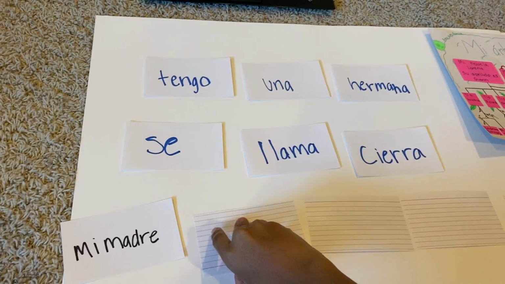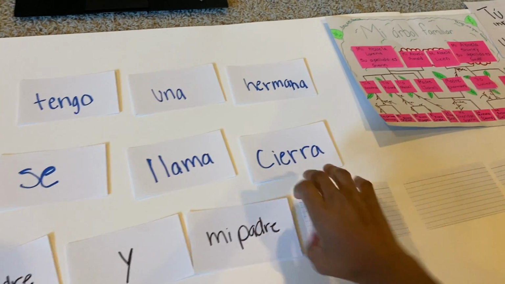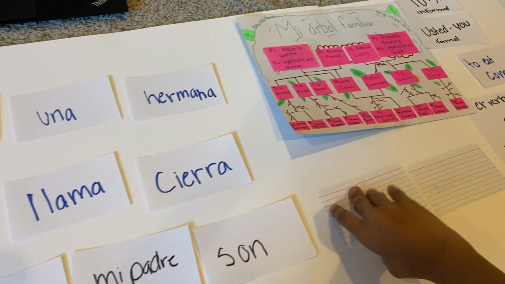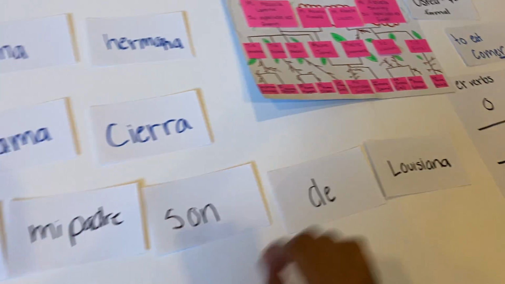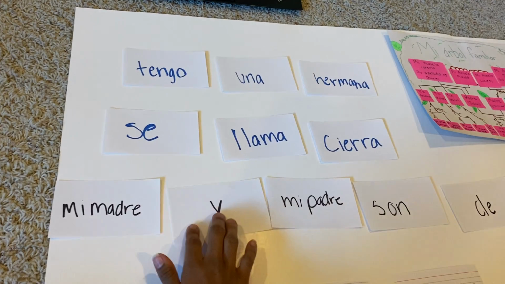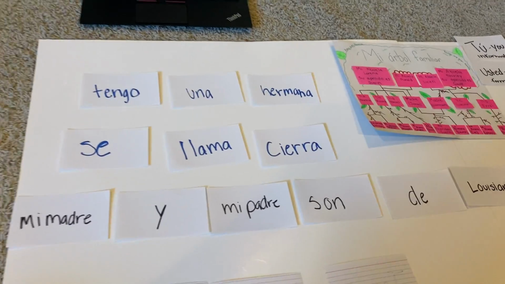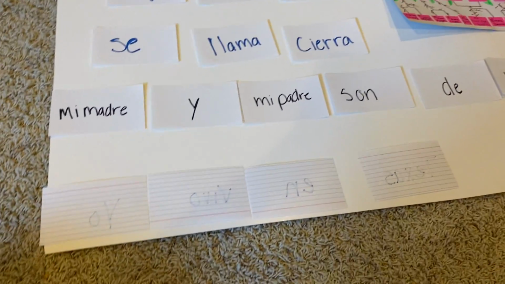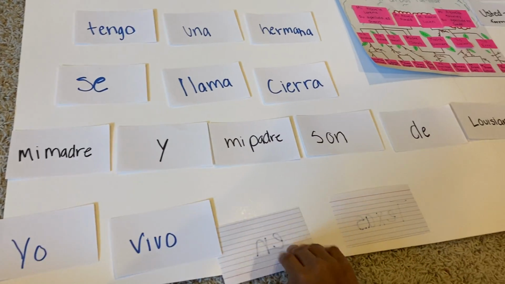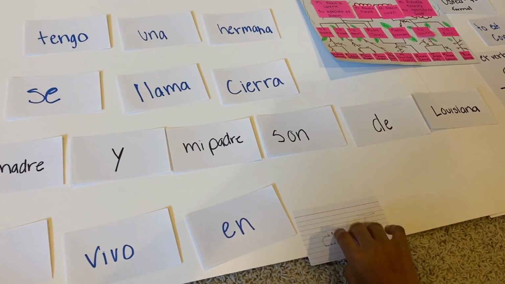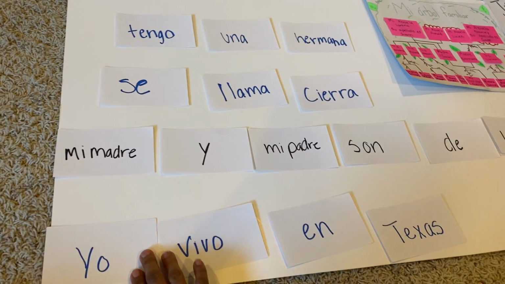Mi madre y mi padre son de Louisiana. My mother and my father are from Louisiana. Last but not least, yo vivo en Texas. I live in Texas.